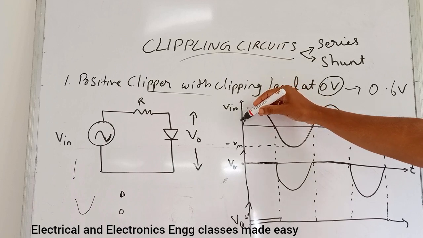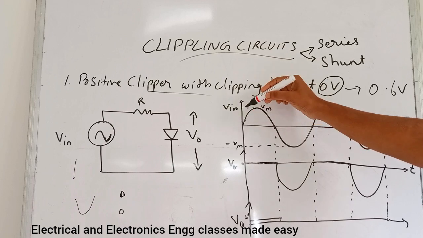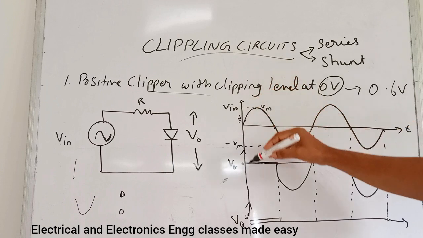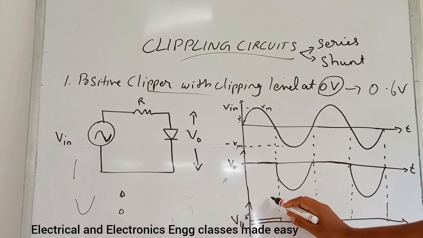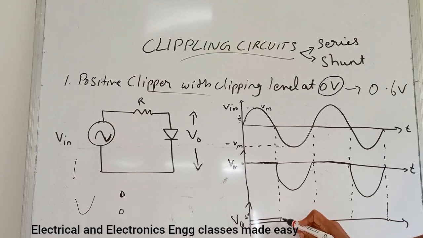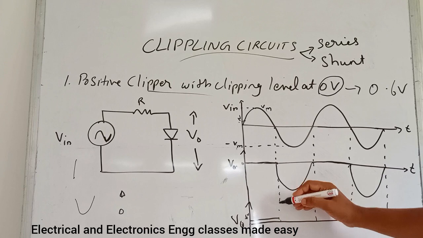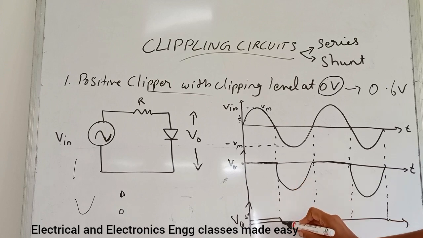Then after this 0.6 volt, that is when the V in, this is V in, so when this V in is above this 0.6 volt, the diode will conduct. So that portion is clipped off. So after this, this is 0.6, so the waveform will be like this.